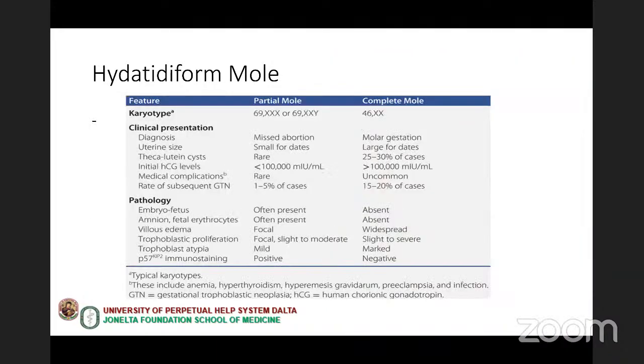This would be your partial and your complete mole as it is differentiated according to karyotype. So you have your 46XX for your complete mole and your triploid for your partial mole, either a triple X or an XXY. Next, how it clinically presents and the pathology involved.